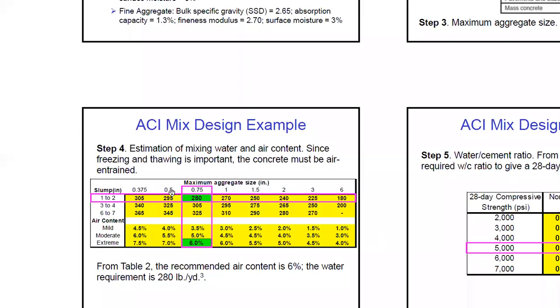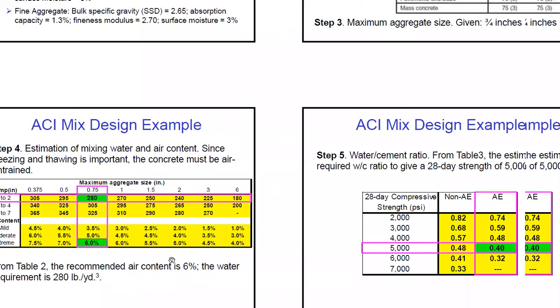Step number 4 is the estimation of mixing water and air content. So 0.75 inch is the maximum aggregate size and 1 to 2 inches slump is the limit. So your water content is going to be 280 pound per cubic yard, by the way. The unit over here is pound per cubic yard or density. And the air content is going to be extreme, which is 6% in this condition.